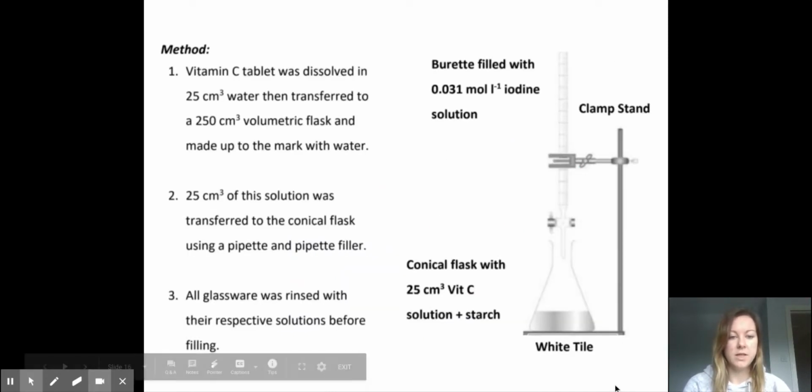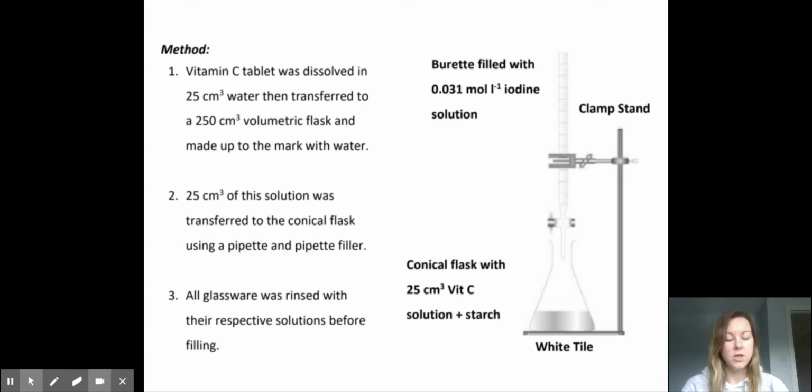So here is what it looks like set up. There's a diagram. You would set up a clamp stand to hold your burette in place. You would fill your burette obviously using a funnel, and you should always have a white tile underneath your conical flask so that it will help you better stop your titration as soon as you are past the end point. So as soon as you reach the end point.